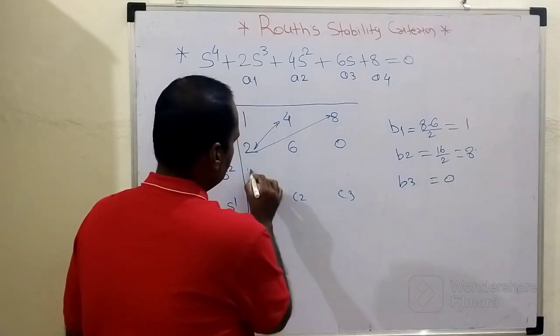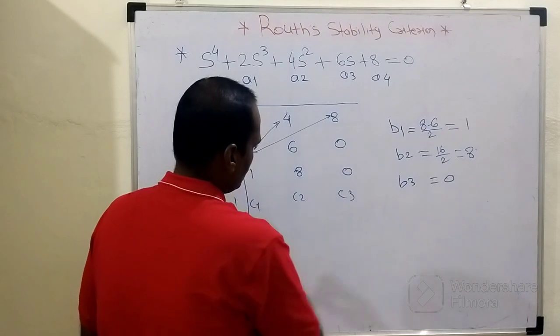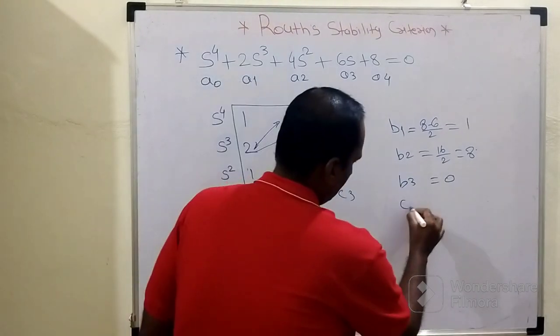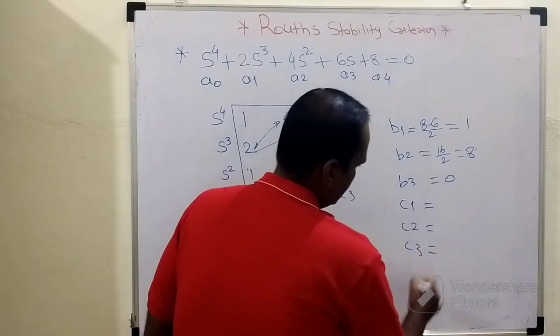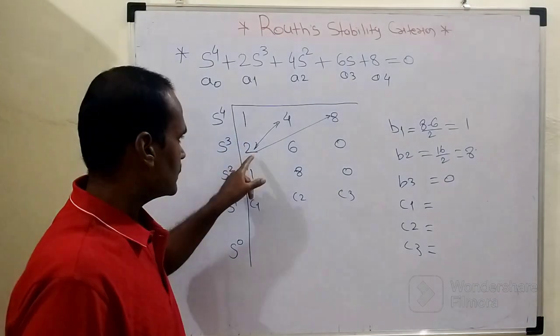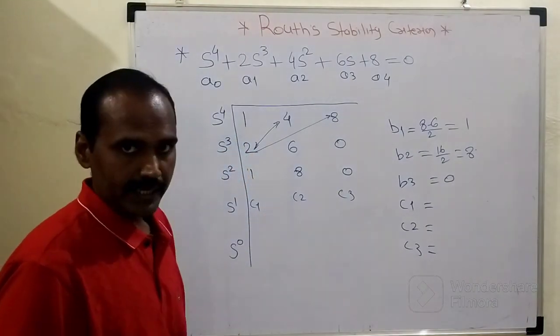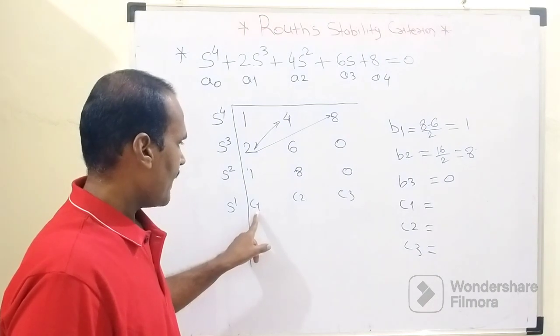B1 equals 1, B2 equals 8, B3 equals 0. So here C1, C2 and C3 belong to row number 4: first, second, third and fourth. Right. So C1 equals what here?